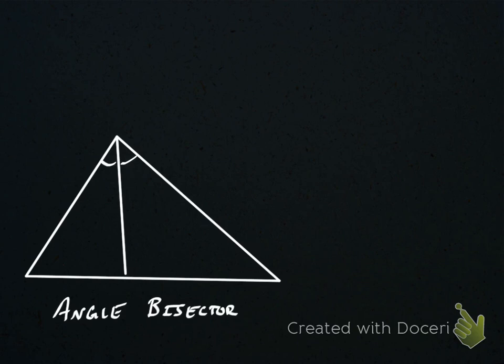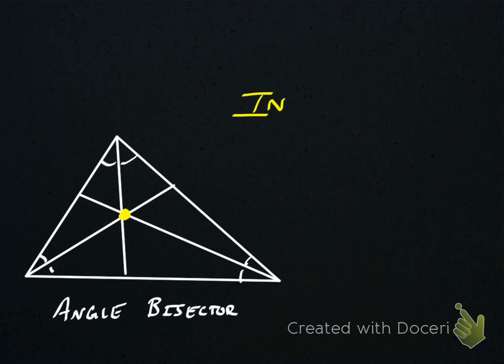The cool thing about angle bisectors, if we connect all of them, so I'm going to cut this angle in half, and I'm going to cut this angle in half, pretty close. We have cut each of these into 2 equal angles, and you can see that those angle bisectors also all meet up at a point. This special point is called the incenter.